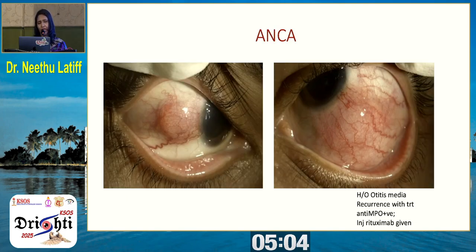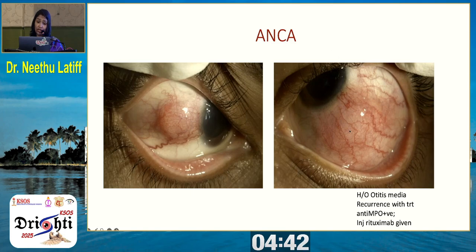This is a young male who presented to us with bilateral nodular scleritis. We extensively investigated this patient, but everything turned out to be negative. But this was highly resistant to treatment. We started oral treatment, but the patient was not at all responding. So then we had to pulse him, and after pulse, I think he improved a little bit.